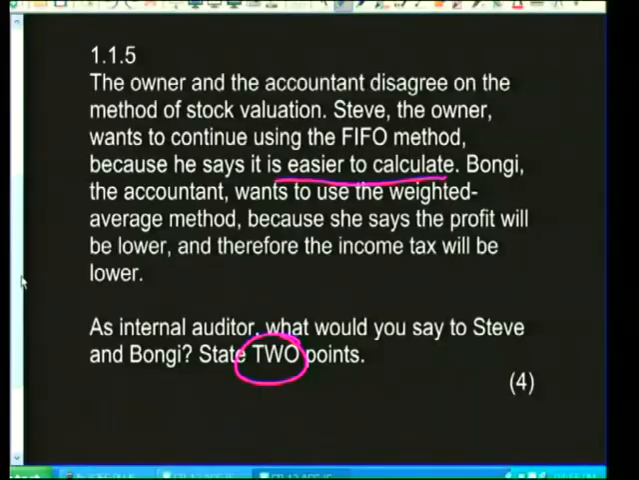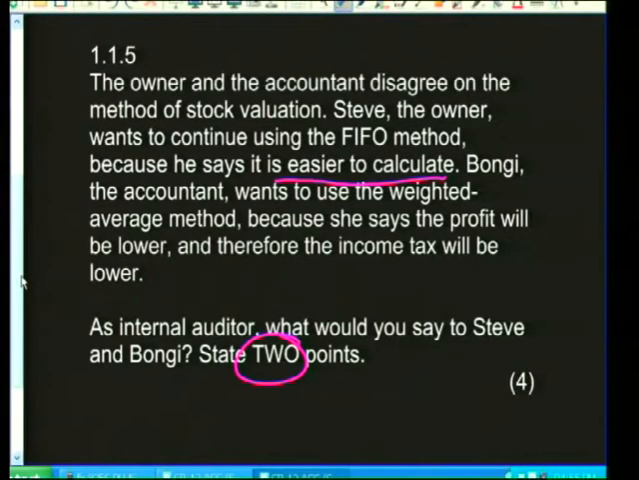Okay? Bongi, on the other hand, says that she wants to use the weighted average method because if you use the weighted average method, the profit is going to be lower and therefore the income tax is going to be lower. So she says that the business is going to be able to save on tax by having a different method. Using weighted average, you're going to be able to manipulate the profits and make them lower, which means that you're going to be able to pay less income tax.